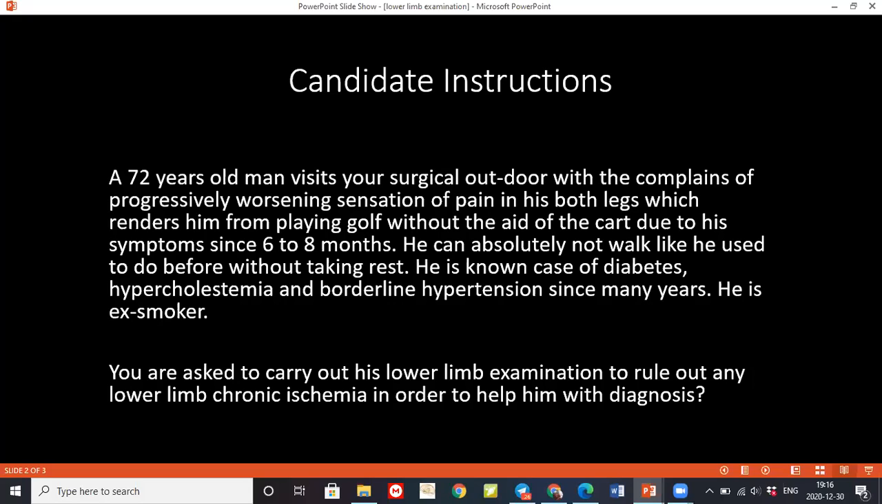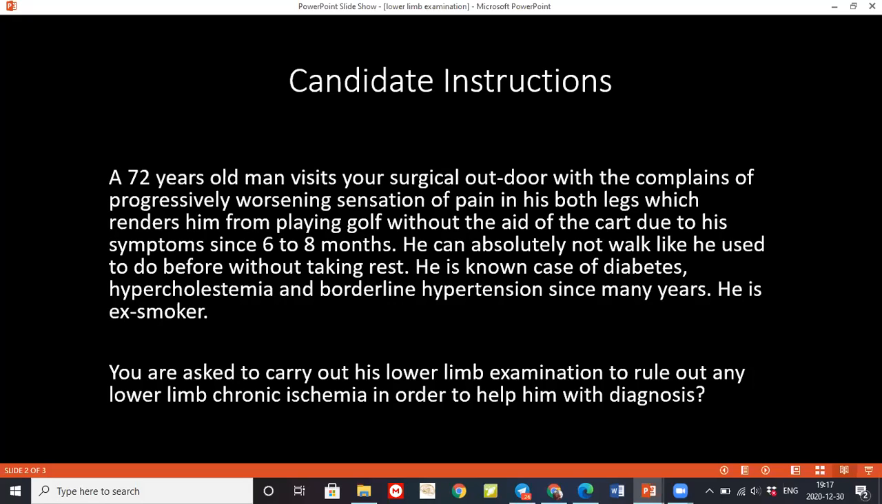Where would you palpate the pulse for the posterior tibial artery? I can palpate the pulse for the posterior tibial artery halfway between the posterior border of the medial malleolus and the tendo Achilles insertion. I can check for that. If I don't find any pulse, I'd like to use a Doppler to find the pulse.